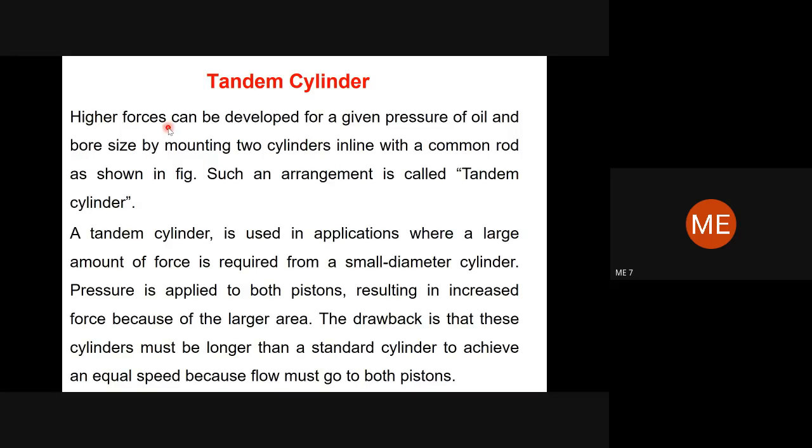Now how can I have a larger amount of force? That is by having two different cylinders in line, mounting two cylinders in line with a common rod as shown in the figure. A tandem cylinder is used in applications where a large amount of force is required from a small diameter cylinder. Pressure is applied to both the pistons, resulting in increased force because of the larger area. The drawback is that these cylinders must be longer than a standard cylinder, to achieve an equal speed because flow must go to both the pistons.